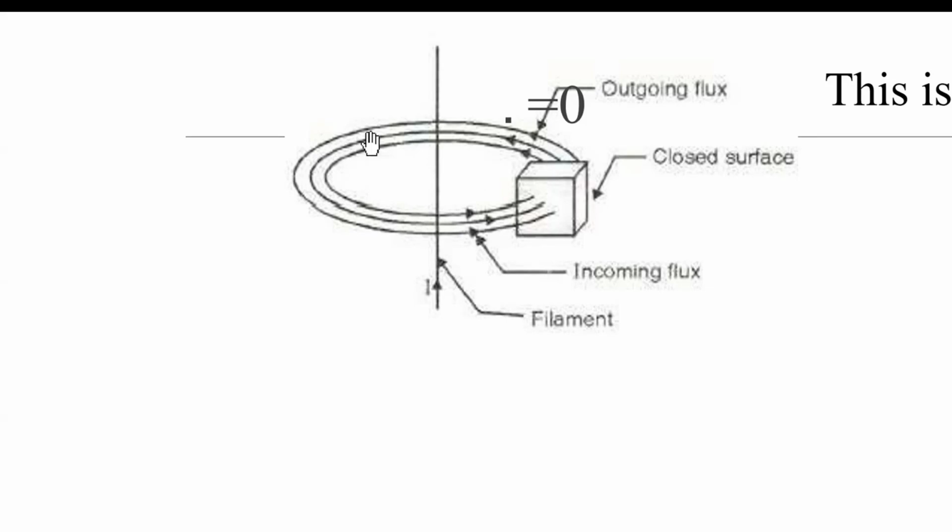H bar is surrounding that filament, right? So H bar means B bar. H bar is the intensity, and B bar is the flux density. Flux density is measured in Weber per meter square.